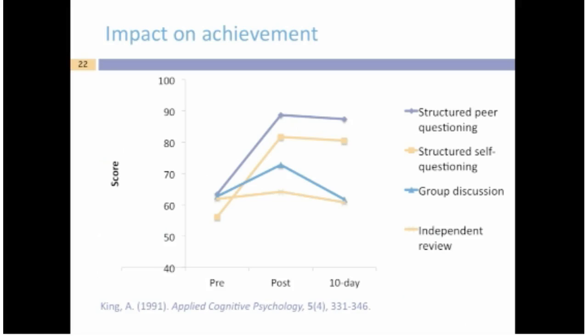So this graph on slide 22 shows what happened. The students doing independent review and doing the unstructured group discussion made a little bit of progress on their tests from the pre-test to the post-test, but almost all the gains had been lost 10 days later. What is surprising is that both the structured peer questioning and the structured self-questioning students made substantial gains at the post-test, most of which was retained 10 days later. So getting students involved in their own thinking and working in groups can be very effective in producing better long-term retention of educational material.